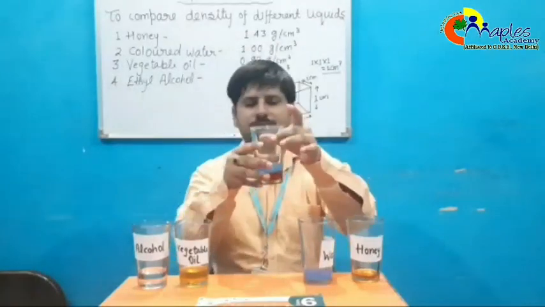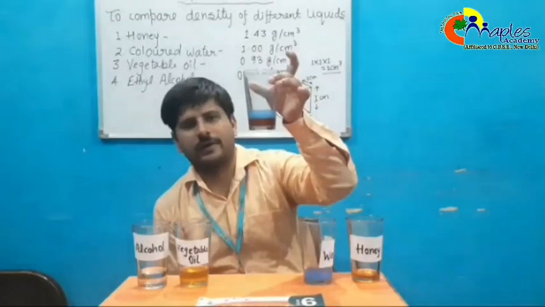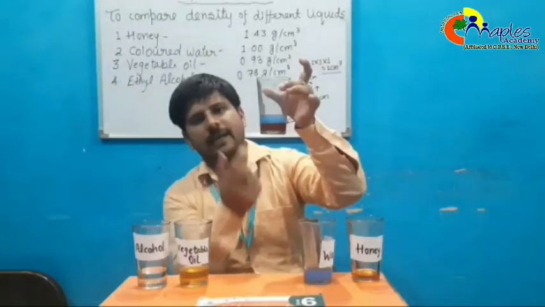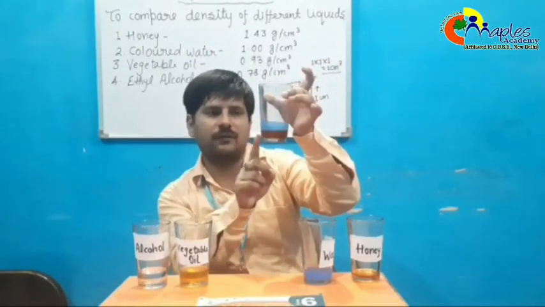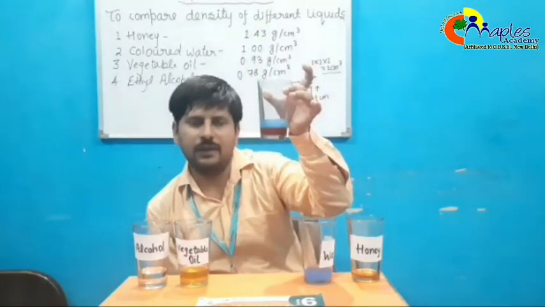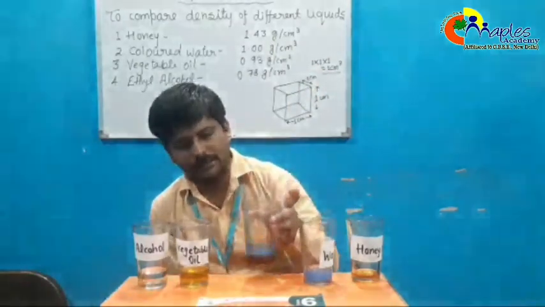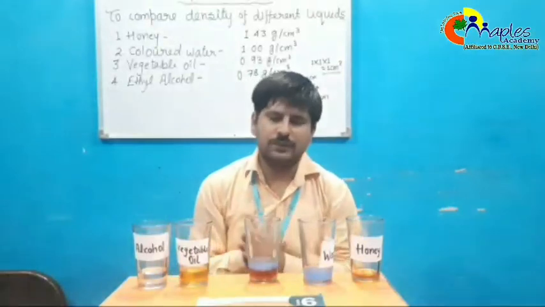So students, you can see now that the colored water has prepared a second layer over honey. So it means that the density of this colored water is lower than that of honey. That is why it has made a second layer over it. So this is our second step.